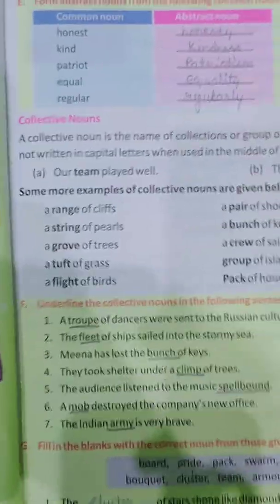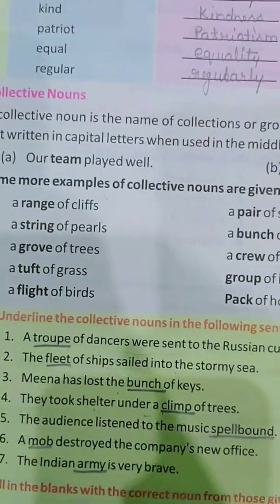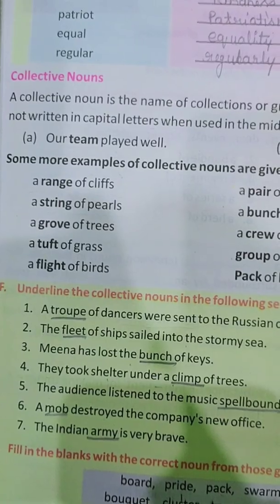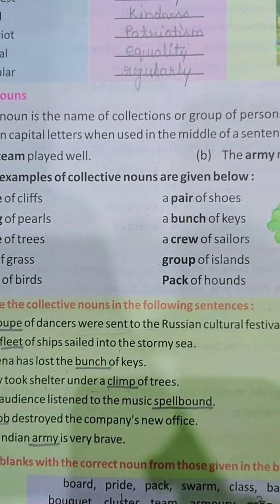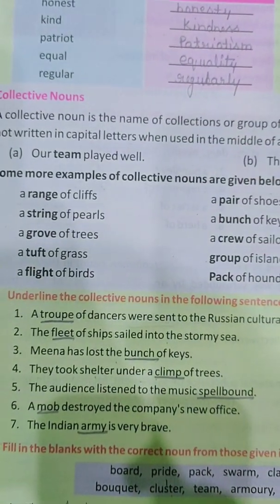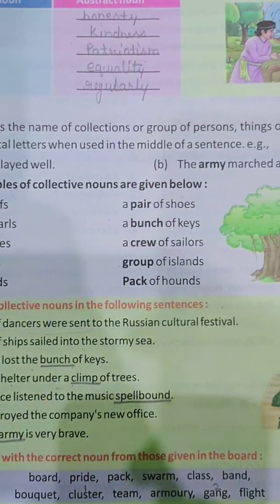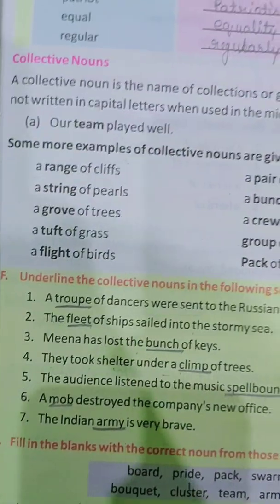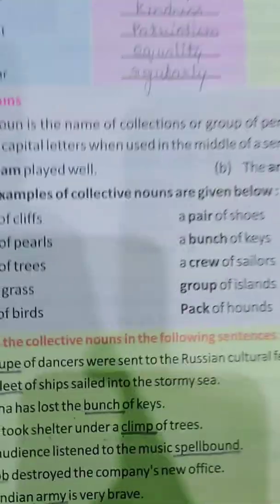The next type of noun is collective noun. What is a collective noun? A collective noun is the name of a collection or group of persons, things or places. It is also not written in capital letters when used in the middle of a sentence. Example: our team played well, the army marched ahead.